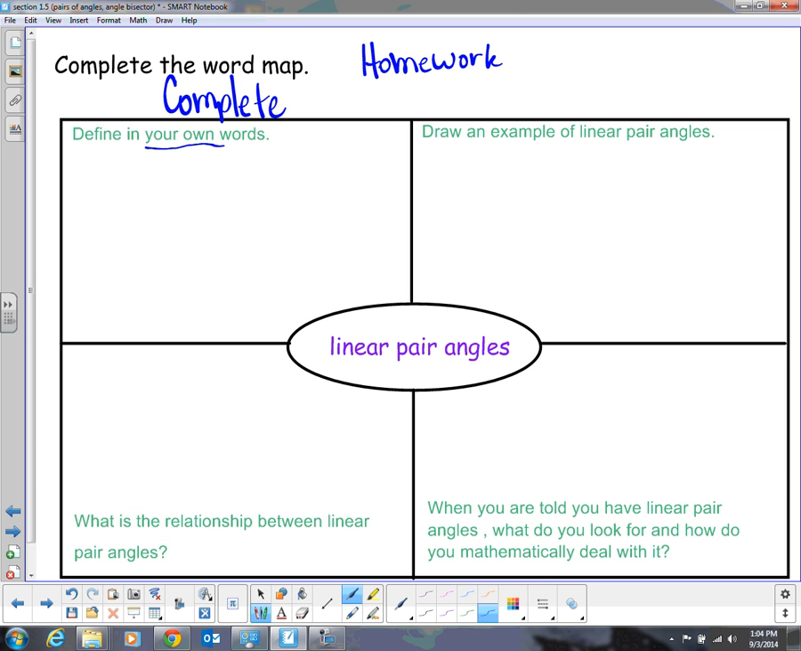Define a linear pair in your own words. We did that 2 days ago. Give an example of linear pair angles. Explain their relationship, and then when you're told you have linear pair angles, what do you look for? How do you mathematically deal with it? So you've got to go from words into a mathematical relationship. So this would be a good time to pause.